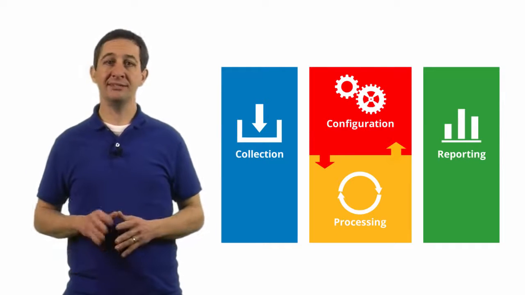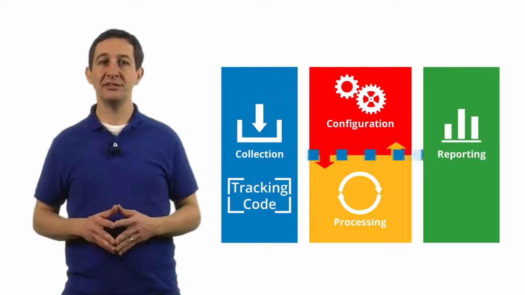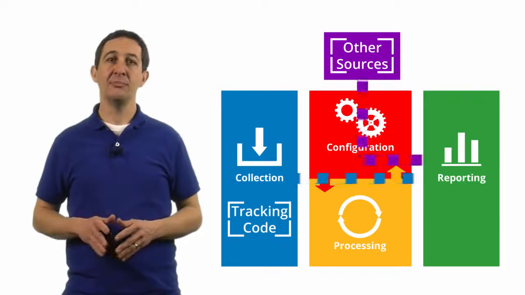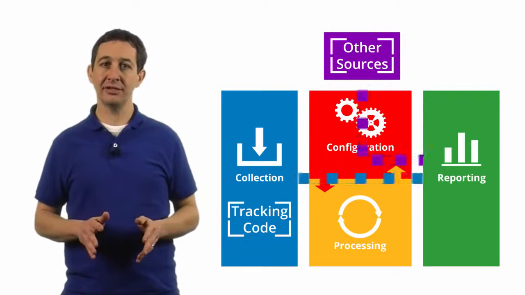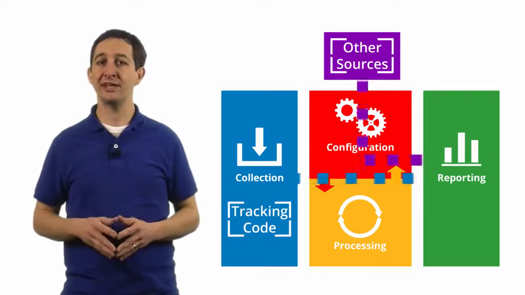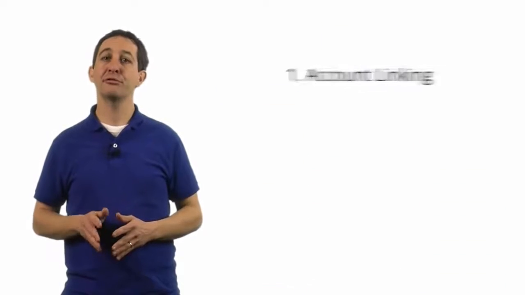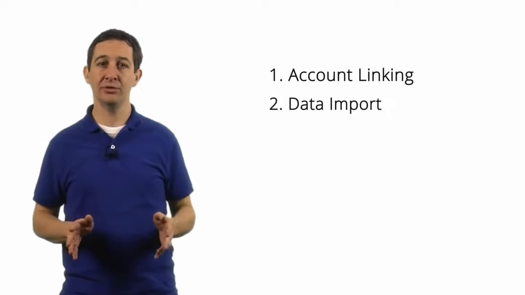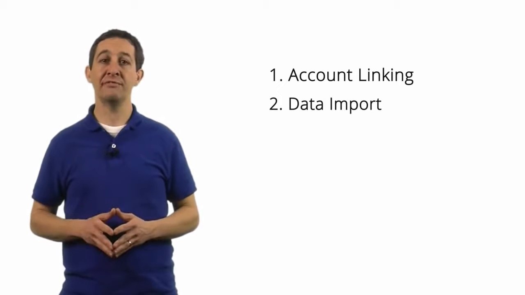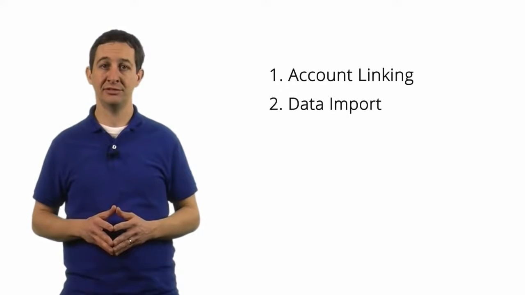The most common way to get data into Google Analytics is through your tracking code, but you can also add data from other sources. By adding data into Google Analytics, you can give more context to your analysis. There are two ways to add data into your Google Analytics account without using the tracking code: through account linking and through data import. Both are managed via your configuration settings in the admin section of Google Analytics.